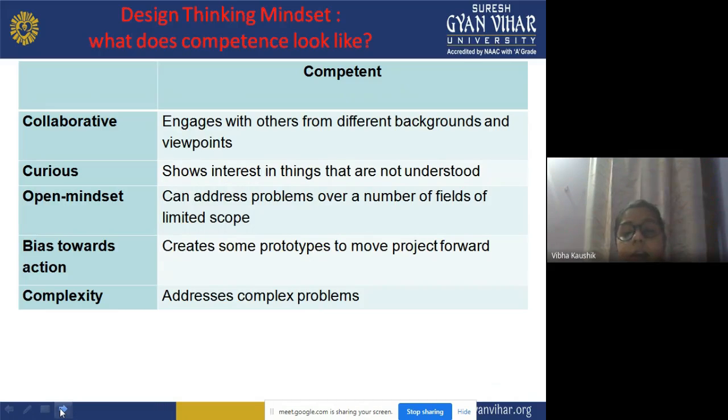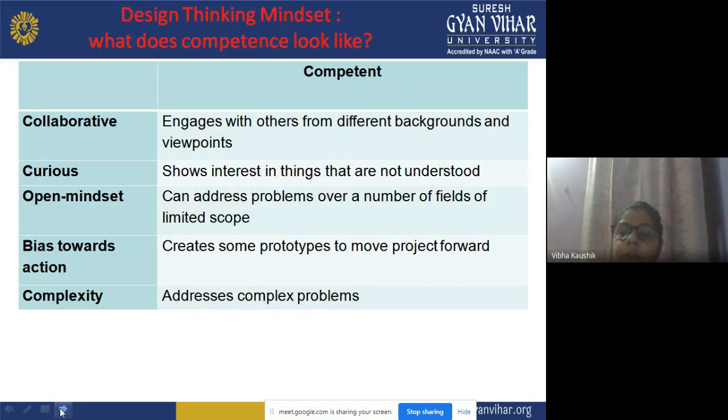For me, in various fields, you can address each and every problem that arises. Bias towards action. When you are biased toward action, then creativity will not be developed in the students. Create some prototypes to move the project forward. Now, what is that? We have to be unbiased when we want to develop creativity among the students.